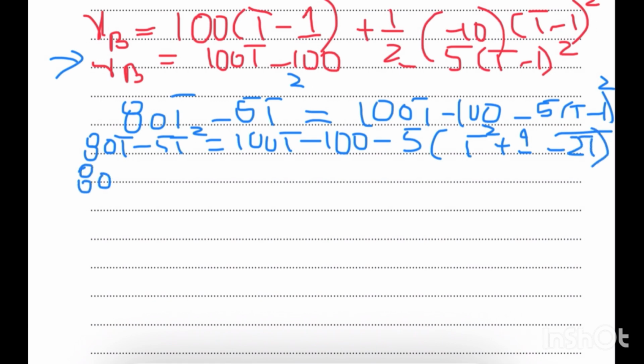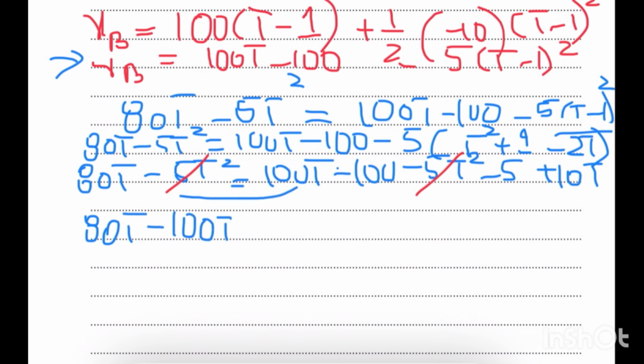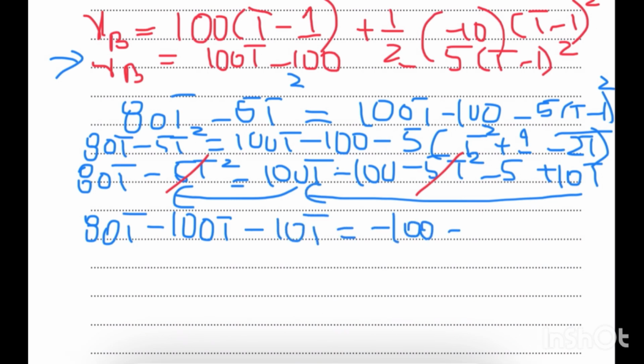So this becomes 80t minus 5t squared is equal to 100t minus 100 minus 5t squared minus 5 plus 10t. Now this minus 5t squared and this minus 5t squared cancel, and putting all like terms together, we get 80t minus 100t. This goes on this side, as well as this minus 10t. This becomes minus 10t equals to minus 100 minus 5.